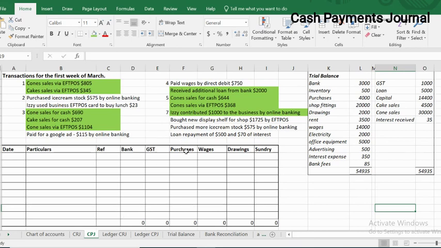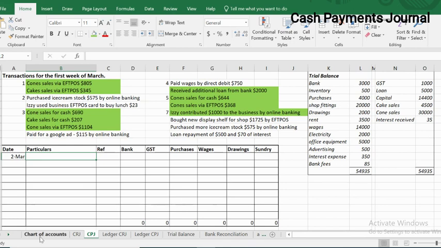Once again, we've got columns headed up with the most common, in this case, outgoings that occur. And then we have the sundry column, which is sort of the catch-all column for things that don't have its own. So we're going to start by putting in the date again, 2nd of March. And once again here, in particulars, we need to find something from the trial balance. One of those account names is what should be appearing in the particulars, not a description of the transaction. Now, the first one says purchase ice cream stock by online banking.